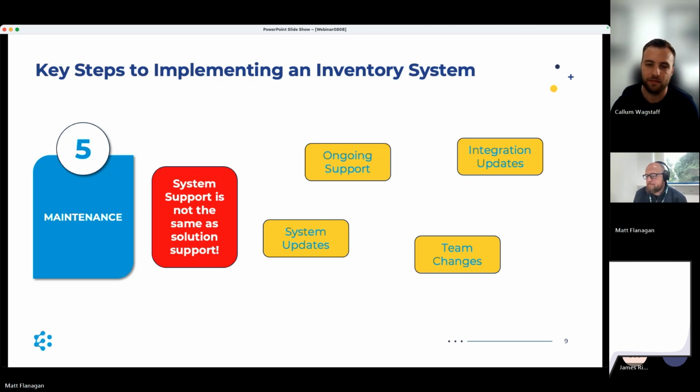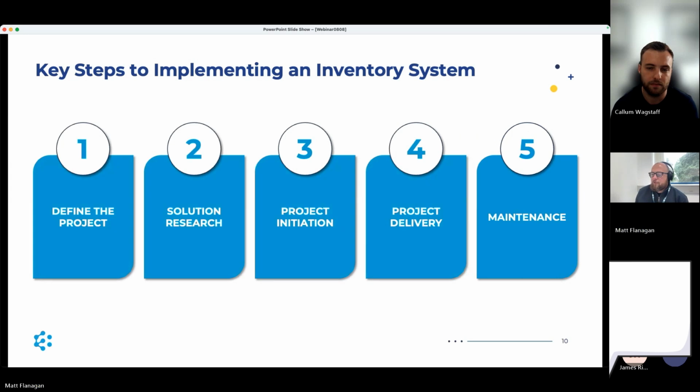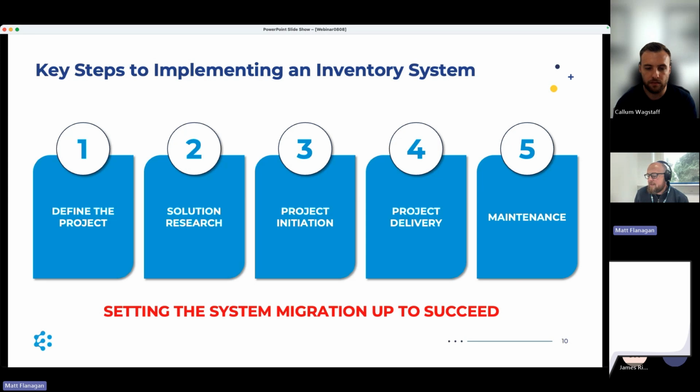Absolutely right. Okay. So that's your steps. Hopefully we've gone to this detail. We've given a lot of information. You can go back and watch the recording. It will be made available, etc. And this is basically setting the system migration up to succeed. That's how I would present that. This is why the steps are there, so that anyone can take that, use that as a blueprint and a framework to go and build that and deliver that. And I hope people do.